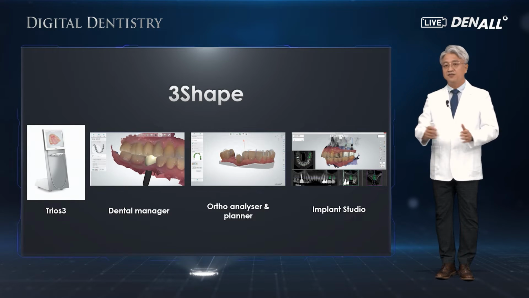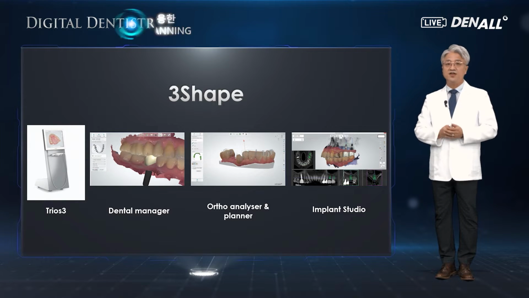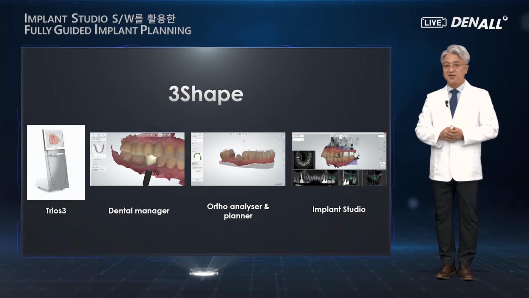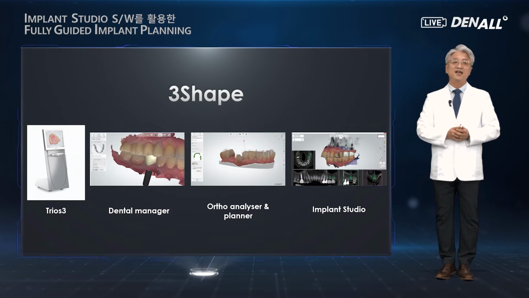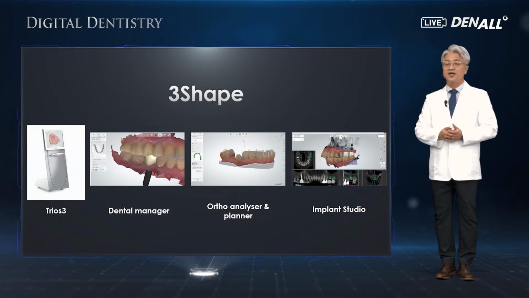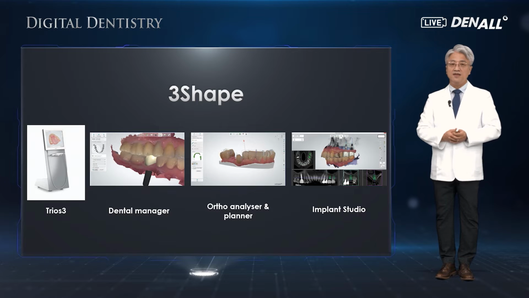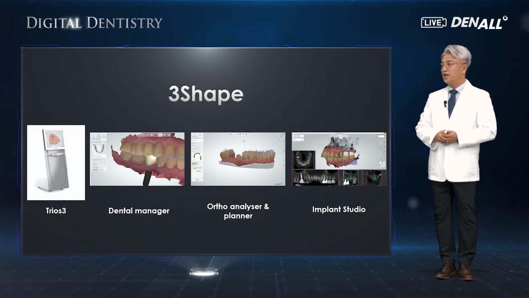In the simulation process, the software will be introduced, but before that, let me introduce the scanners and software of 3Shape. Briefly, Trios 3 is written here. Right now, Trios 4, a very good scanner, is provided to you through Austin. Trios 4 provides wonderful scan data. That's a very good scanner.